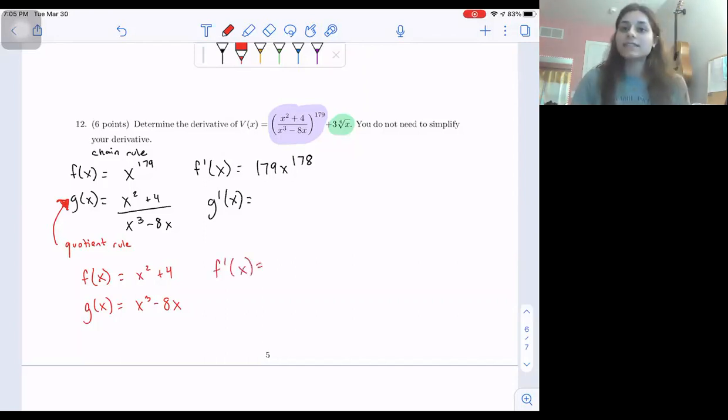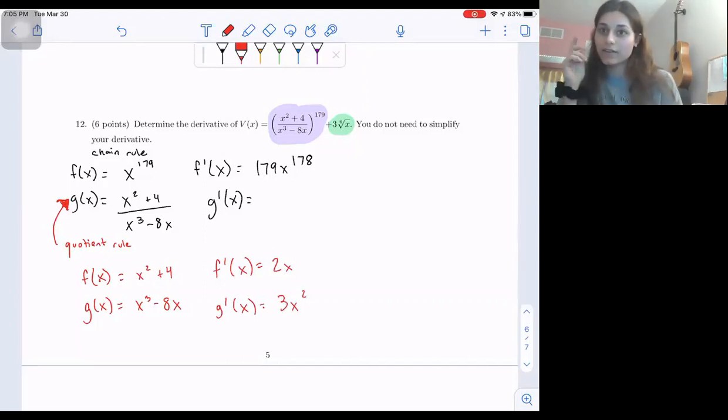And this is pretty easy. That's 2x. Derivative of g of x is 3x squared. Okay, so now we have our components defined for the quotient rule. We're going to use the quotient rule to find the derivative of g of x in black.